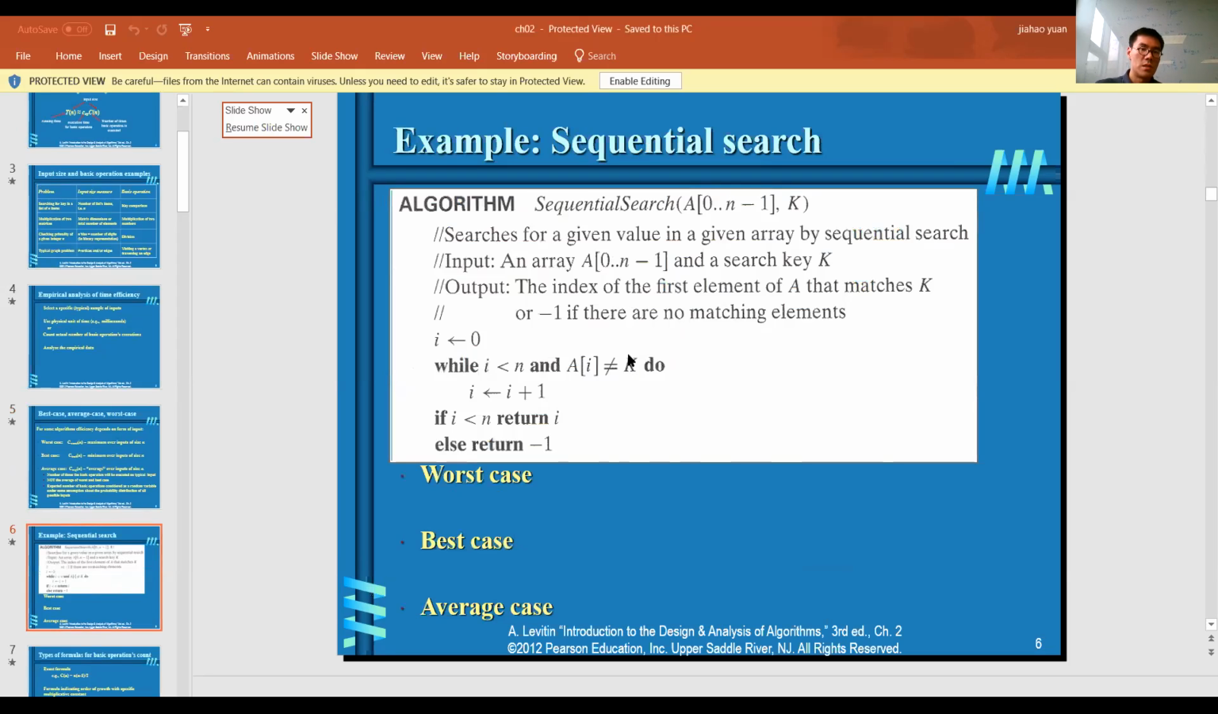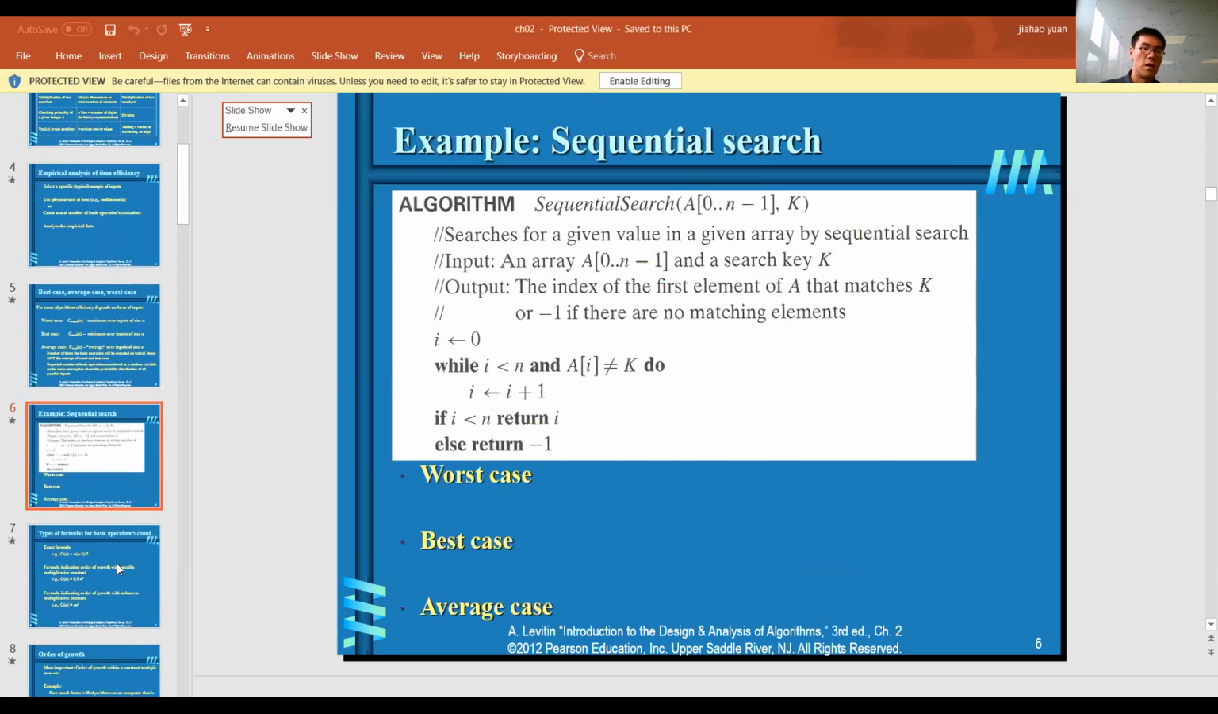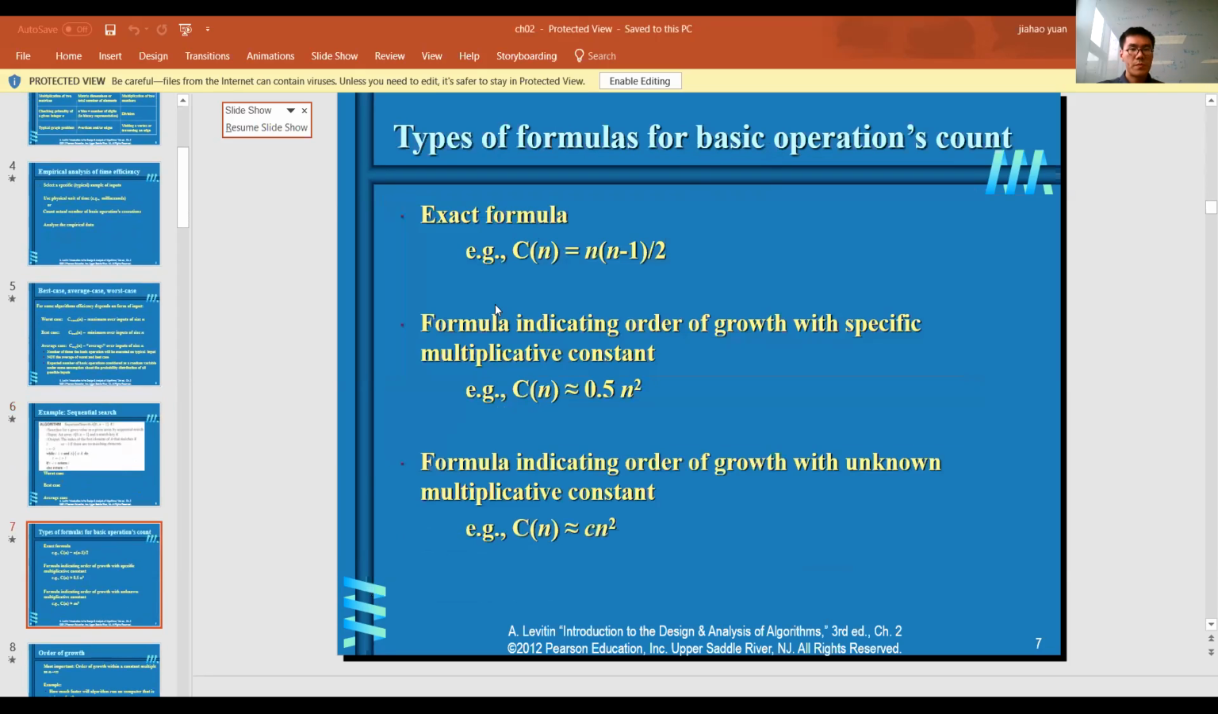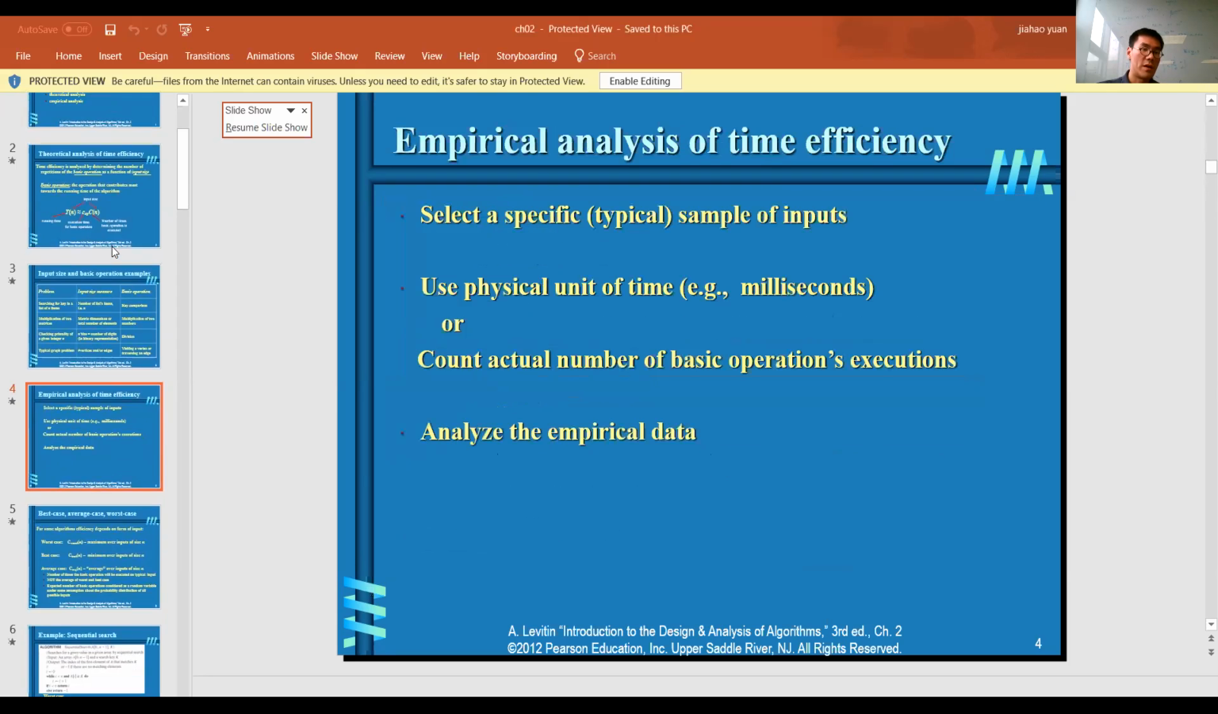In this case, what is the worst case? I think we talked about this before, right? The worst case is n, the best case is 1, and the average case is about half. So, types of formulas. You remember this C(n), right? We have seen this before.